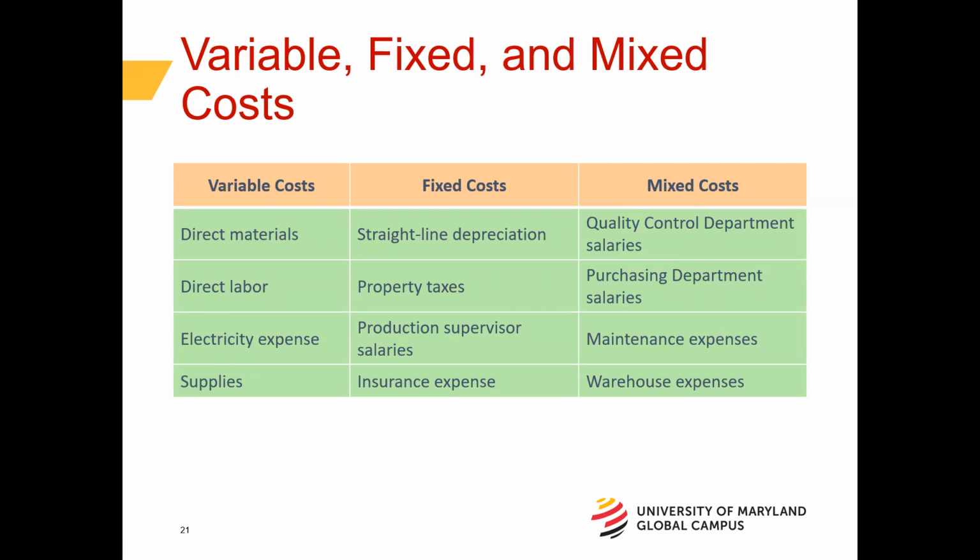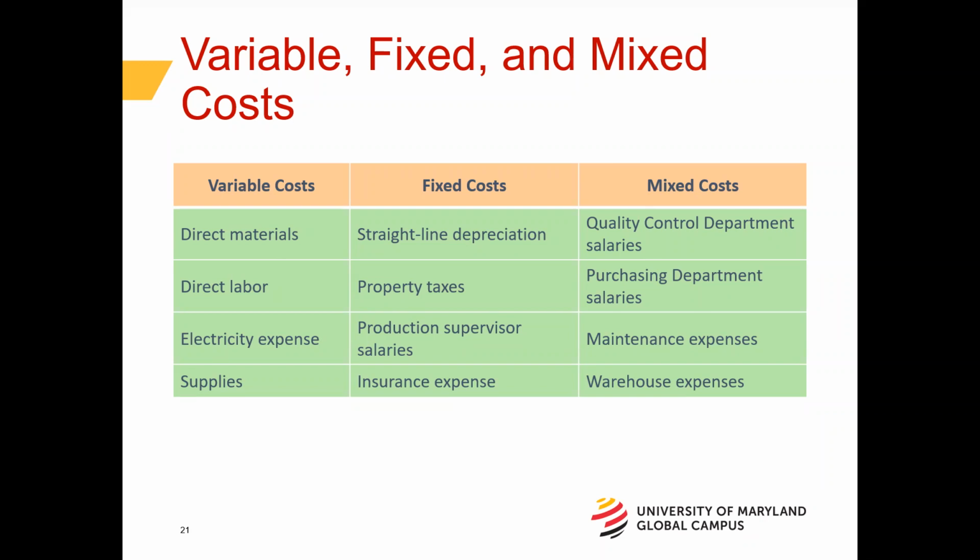Variable, fixed, and mixed. Some more examples. Direct materials, direct labor, utilities, supplies. Those are all variable costs. They change with the level of output. Fixed costs are costs that remain the same regardless of the level of output. Straight line depreciation, property taxes, production supervisor salary, insurance expenses, they remain the same regardless of the level of output.